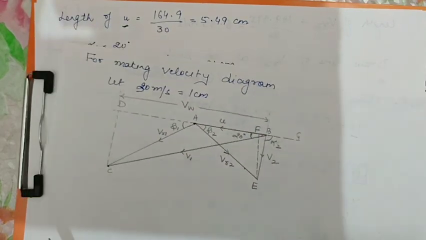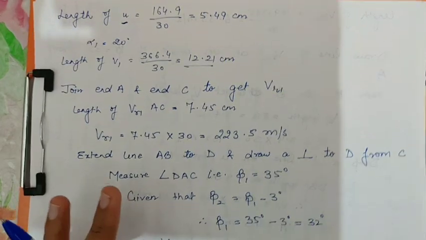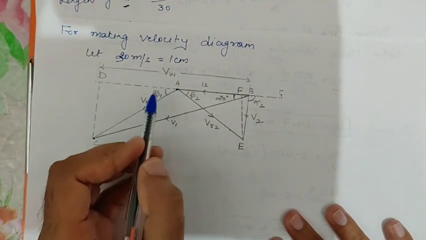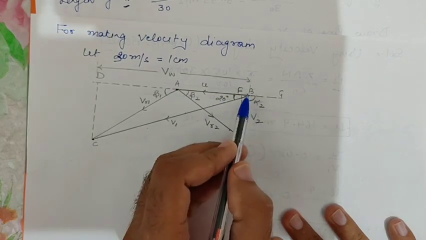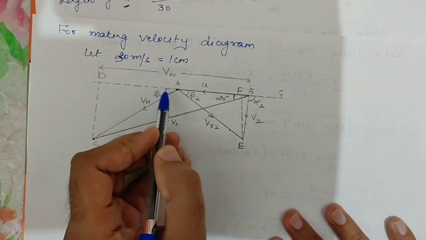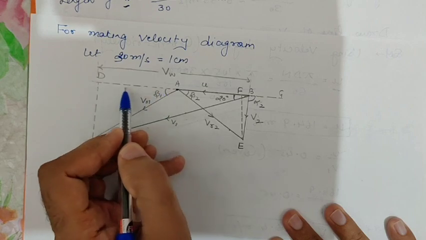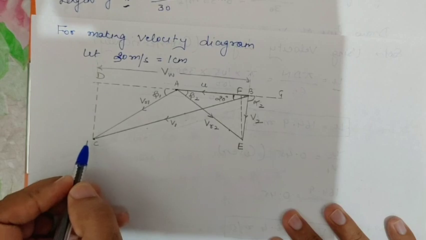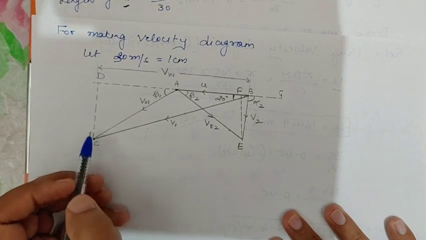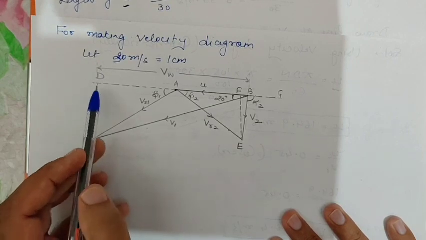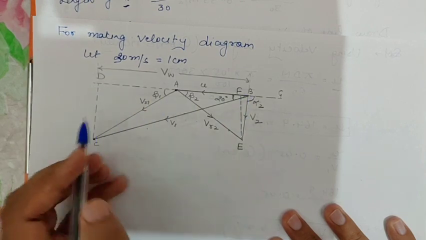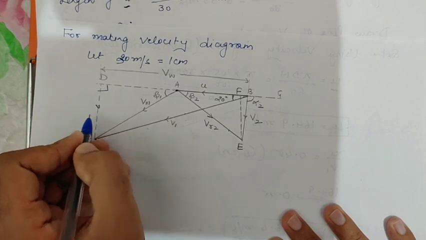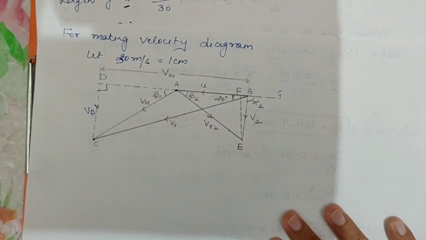Now, next, we have extended the AB line on the left hand side with a dotted line up to D, and from point C we have drawn a perpendicular over line AB. This perpendicular gives the value of VF1.